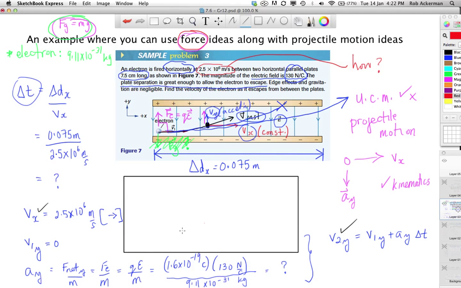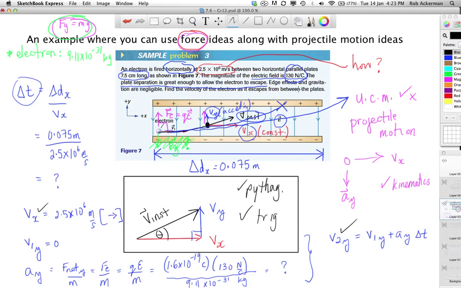I believe I was using red for vx. That's going to stay the same. You will have calculated vy. That's going to look like this. They, of course, are by definition at a right angle. And finally, you're going to use Pythagorean theorem to calculate the instantaneous velocity at a certain angle upon escape. So use Pythagorean theorem for the magnitude, use trig to find the angle, and then you'll be done.